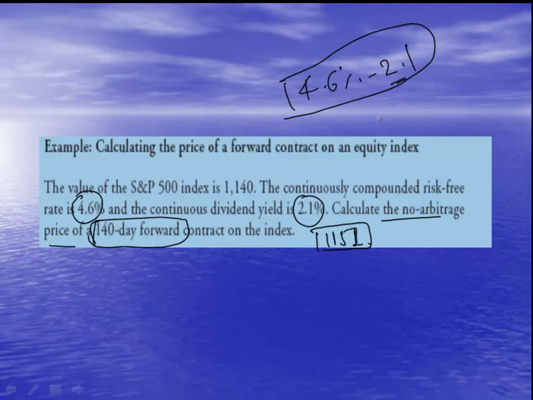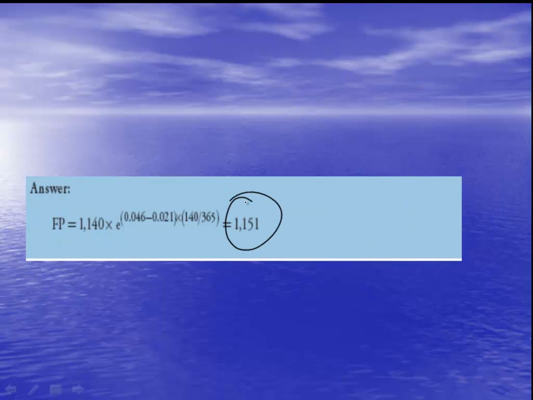So let's do it that way. Let's do it together. We have to use continuous compounding. Second, clear TVM. 4.6 minus 2.1%, into 140, divided by 365. Second, e raised to x, into 1140. 1151. This is your answer.